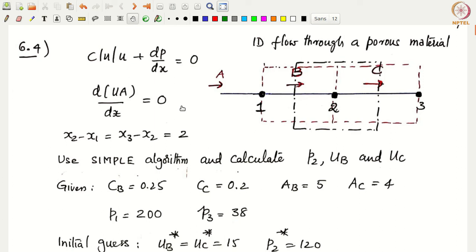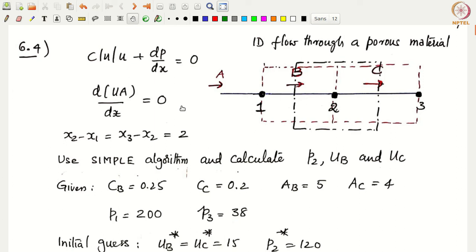So in today's lecture we're going to essentially formulate three problems from Patankar's book, in chapter 6, that is the fluid flow equation. So we look at each of these problems and formulate them using the SIMPLE algorithm.